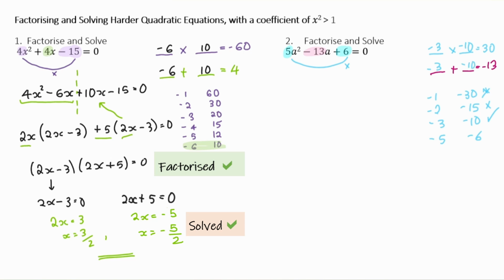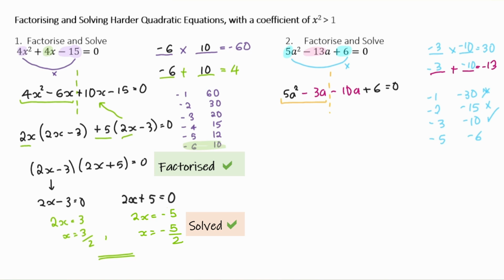We are now going to write this equation and keep the 5a squared as it is, but we are going to break up the negative 13a into its sum, which is minus 3a minus 10a, and we are going to keep the plus 6 as it is. We are then going to split this equation into two parts and factorize each of these separately.